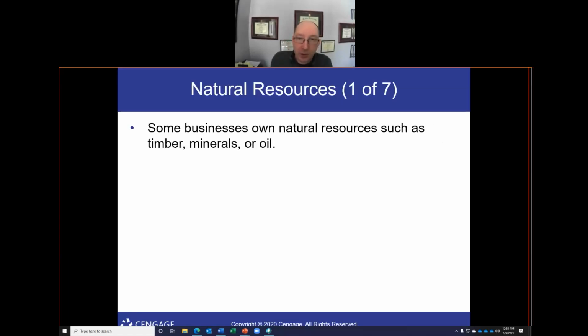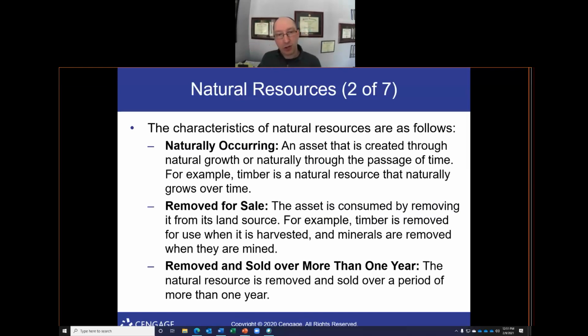What about natural resources? Like I said earlier, land never depreciates. Things that we call natural resources are naturally occurring in nature. We typically don't remove land for sale.